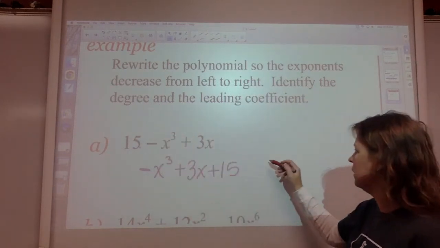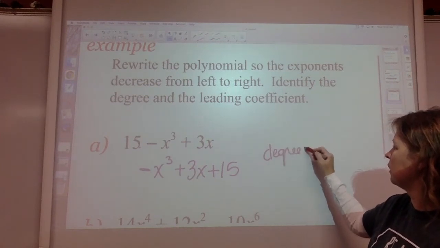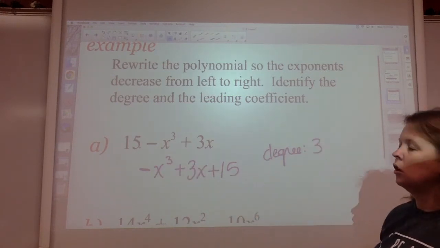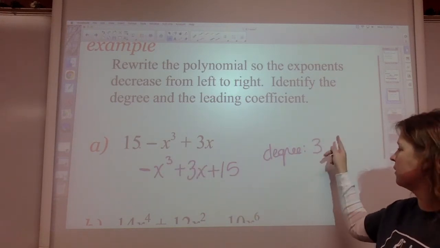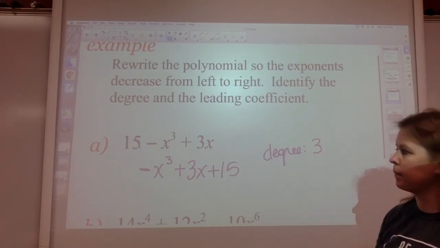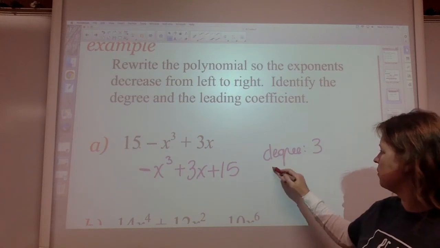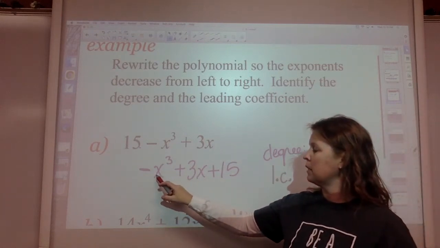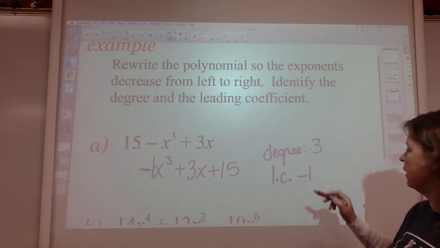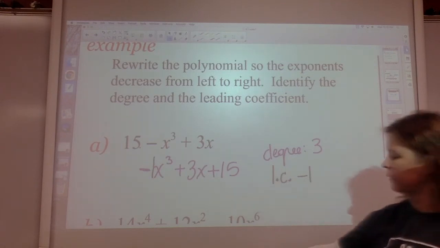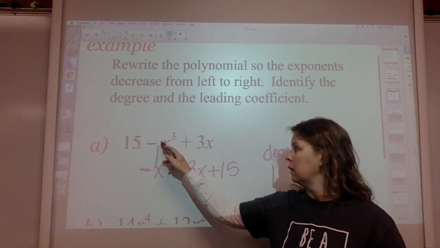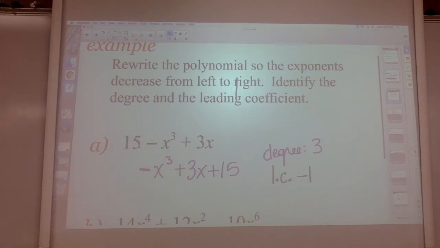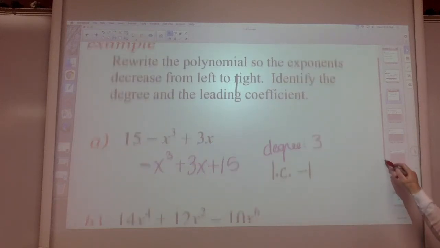Identify the degree. So then you finish this by saying the degree, and remember the degree is the highest exponent. The degree is 3. Don't write x to the third. It's just a degree of 3. And the leading coefficient, I'll let you abbreviate that as LC. Leading coefficient, don't get tricked by this. What number is in the front? Negative 1 is in the front. But you won't actually put a 1 there because you don't want to feel the wrath of Mrs. Bester if you put a 1 there. So the leading coefficient is negative 1, the degree is 3.